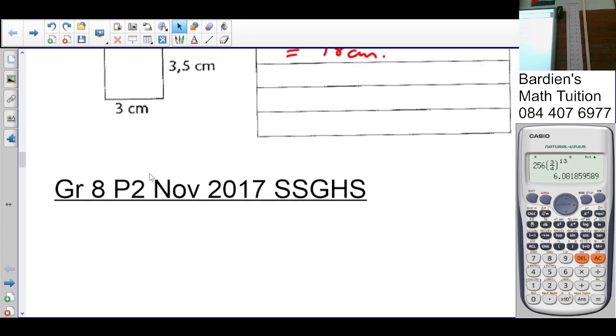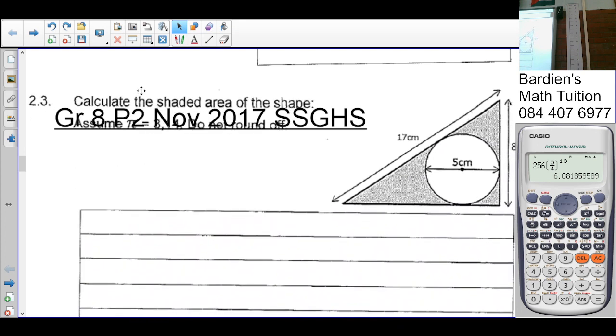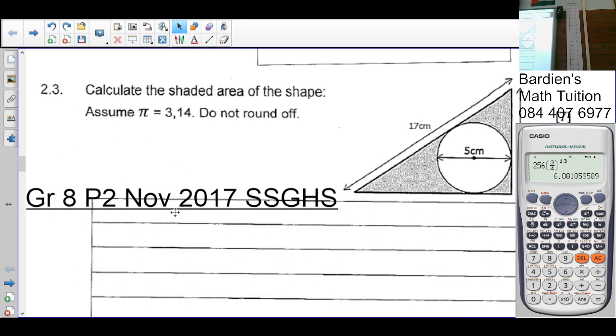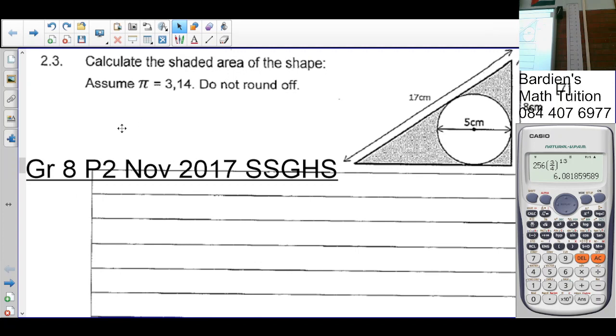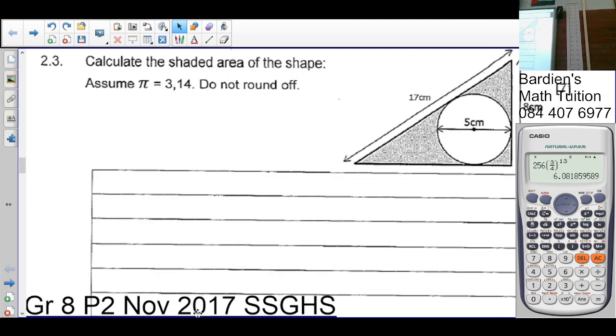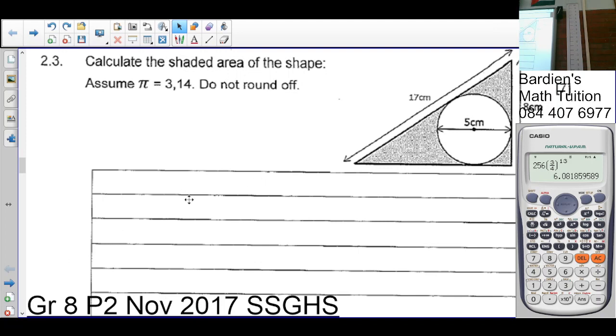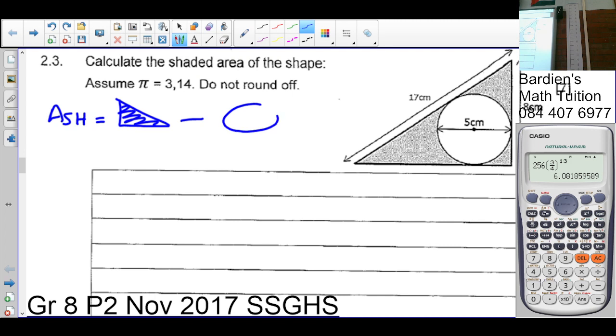Okay. The next question. They ask you to calculate the area of the shaded region here. It says calculate the shaded area of the shape. Okay? Assume that pi is 3.14. What did we say we're going to assume pi to be? 22 over 7. You'll see it will come to an answer very close to that. So what do you notice here? The area of the shaded region is going to be, a triangle is the big shape, the area of the triangle minus the area of the circle.